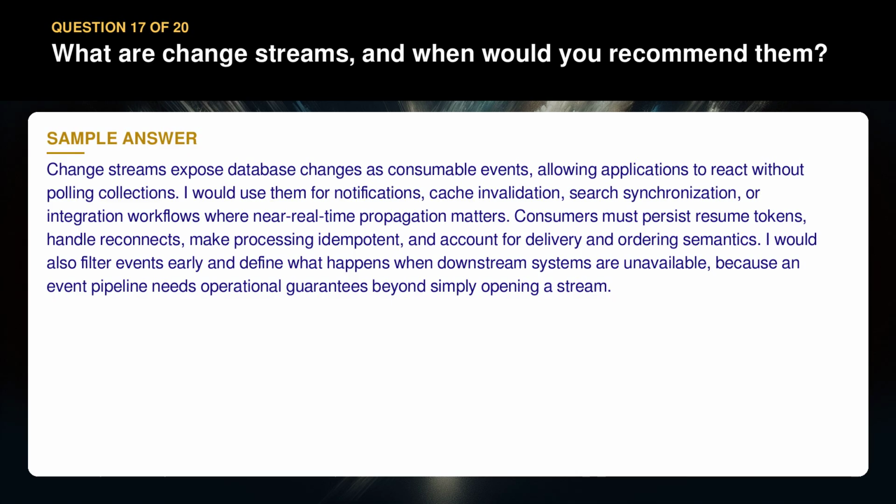Consumers must persist resume tokens, handle reconnects, make processing idempotent, and account for delivery and ordering semantics. I would also filter events early and define what happens when downstream systems are unavailable, because an event pipeline needs operational guarantees beyond simply opening a stream.